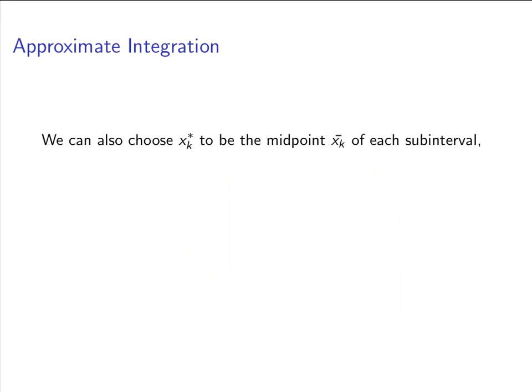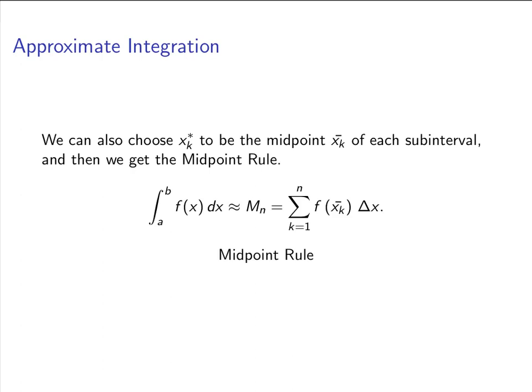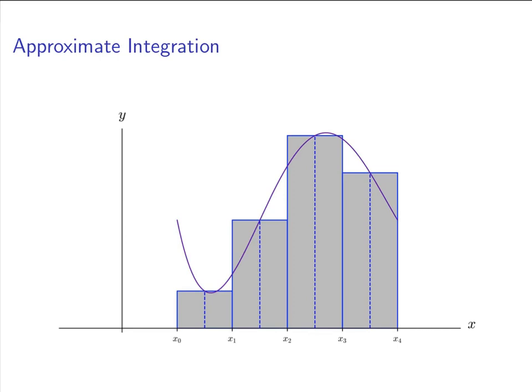Then finally, we could choose xk star to be the midpoint, which we'll call xk bar, of each subinterval. If we do that, we get something called the midpoint rule. The midpoint rule just says that the integral from a to b of f of x dx is approximately equal to M sub n, and this is the sum where k goes from 1 to n of f of xk bar delta x. Let's look at a picture to illustrate the midpoint rule. Once again, it's the same function, but now on each subinterval, we take the midpoint of the subinterval and go up to the curve to find a height for a rectangle.